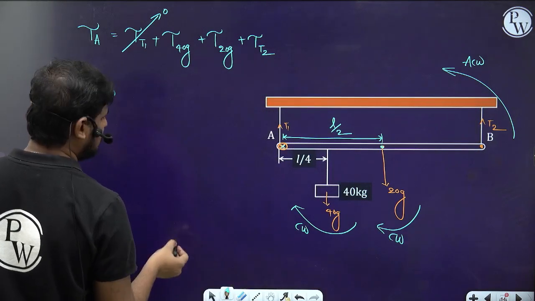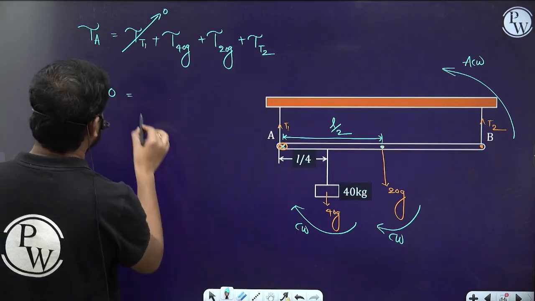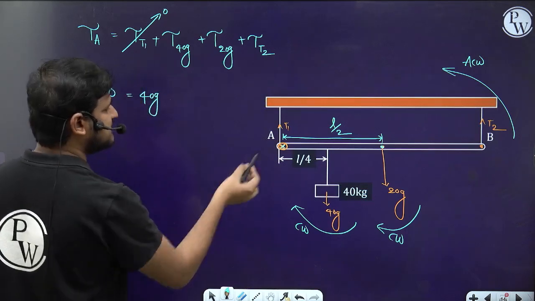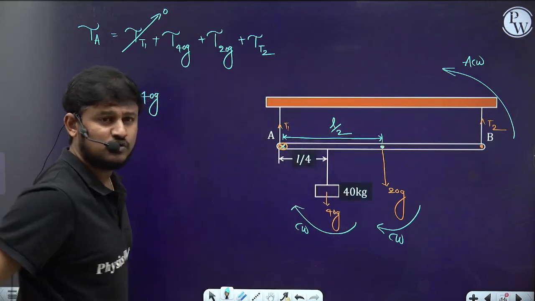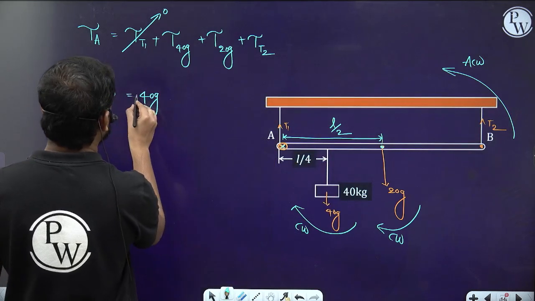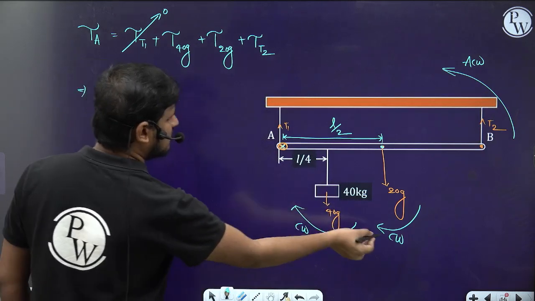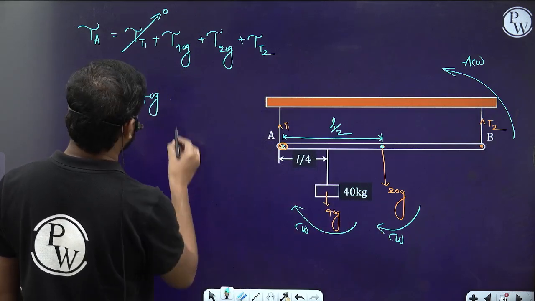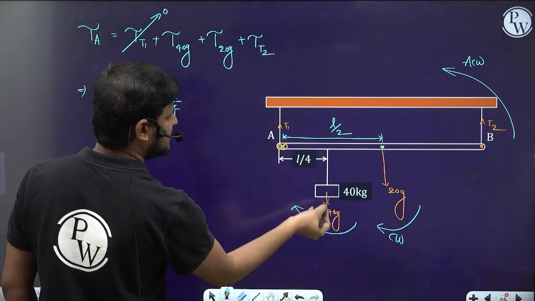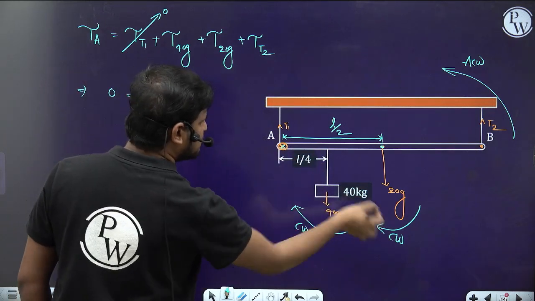So now I can say that the torque about the point A should be equal to 0. So from here, what is the torque about 40G? The force is 40 into G. The torque about any point you can take as 0, so I am taking the torque about point A as 0. It is causing a clockwise torque. So let's take minus 40G into L by 4, sorry, minus 40G is acting at a distance L by 4. And again minus, this is also clockwise, right?